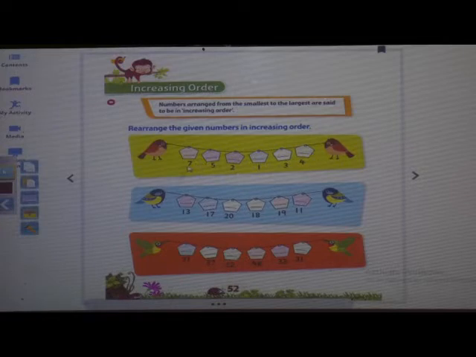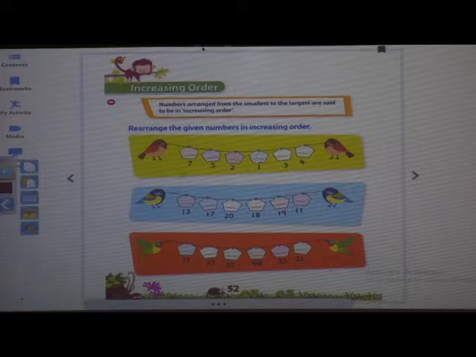Now for example, here the numbers are given. Rearrange the given numbers in increasing order. Here we can see some numbers. We will read those numbers and then we will write. First one is number 7, then 5, then 2, then 1, then 3, then 4. They have given here 6 different numbers. In that we have to see which is the smallest number.